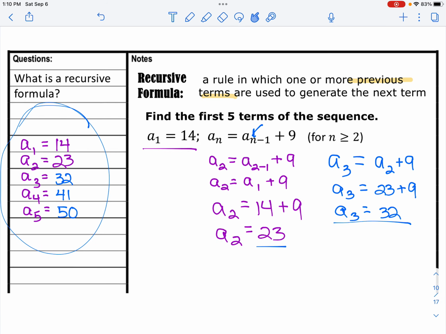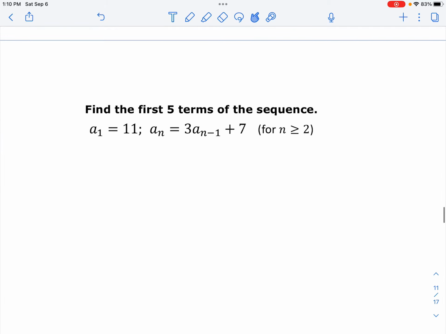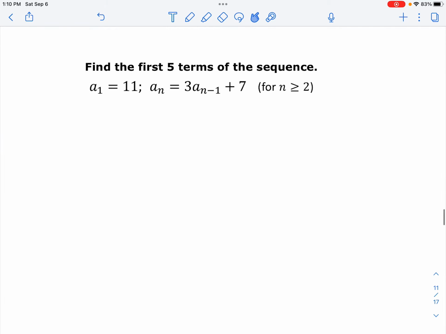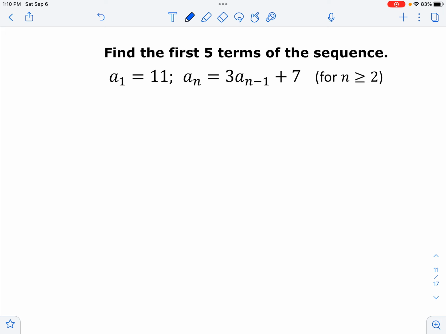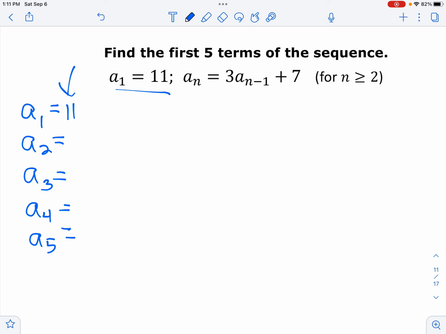Okay, so let's take one that's maybe more challenging than that one. Let's do the same thing we did last time. Just write these out here. Okay, so again, I know this is recursive. The first term is 11, so I wrote that over here already.